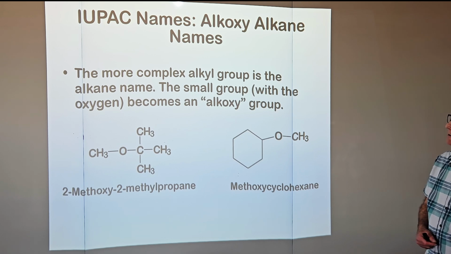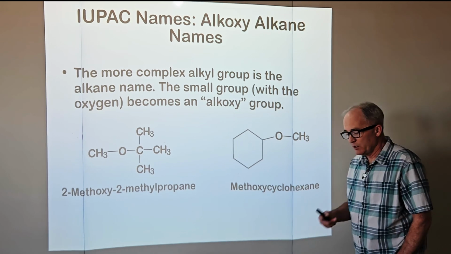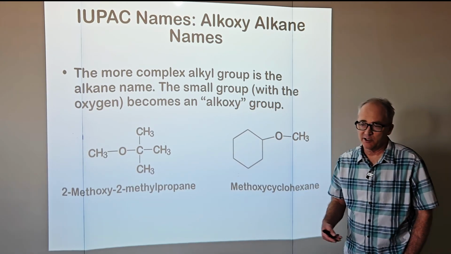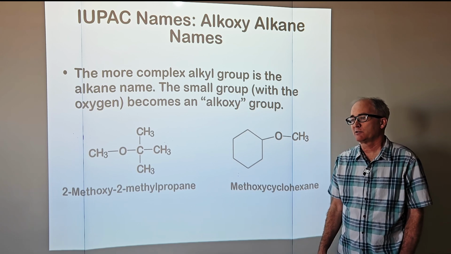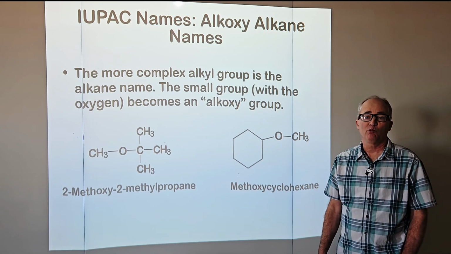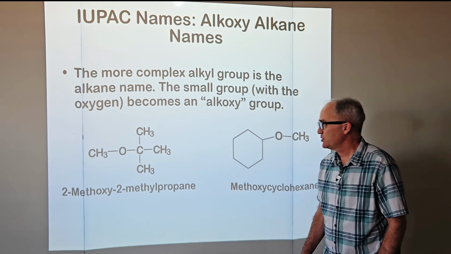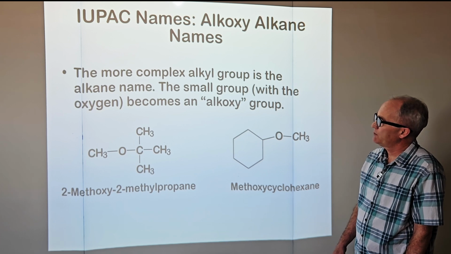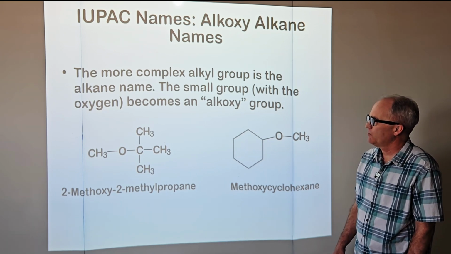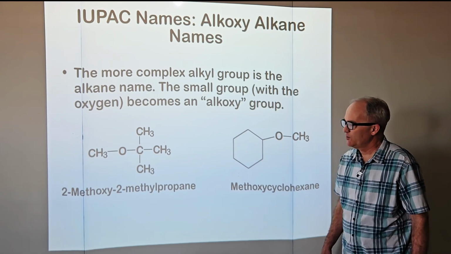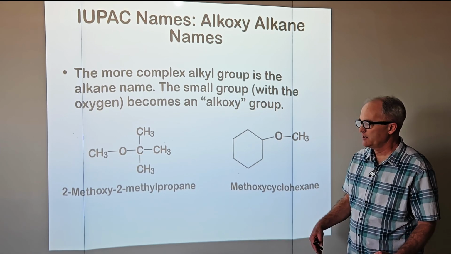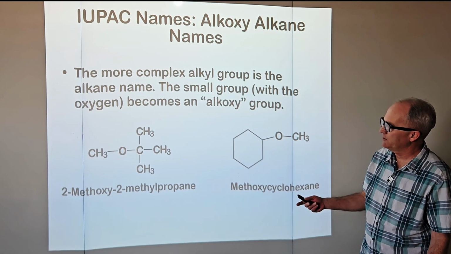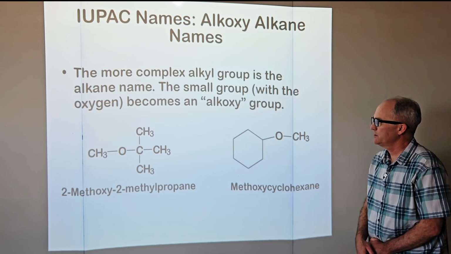IUPAC names, alkoxy alkane names. So in the fall, I try and start using methoxy, ethoxy, because they show up in our elimination reactions, some of our substitution reactions, the Williamson ether synthesis. And so to properly name an ether under IUPAC naming convention, we take the more complex alkyl group as the alkane name, and the smaller group, which is good because we know methoxy, ethoxy, butoxy. So a cyclohexane alkoxy might be difficult to come up with a name. So the smaller group becomes the alkoxy.